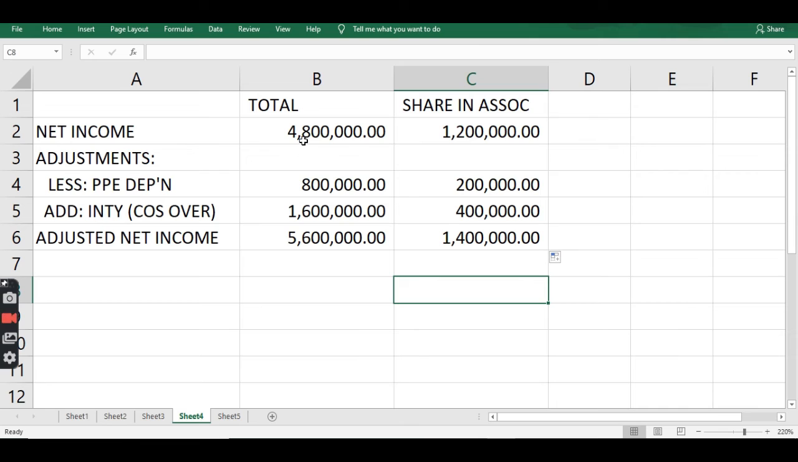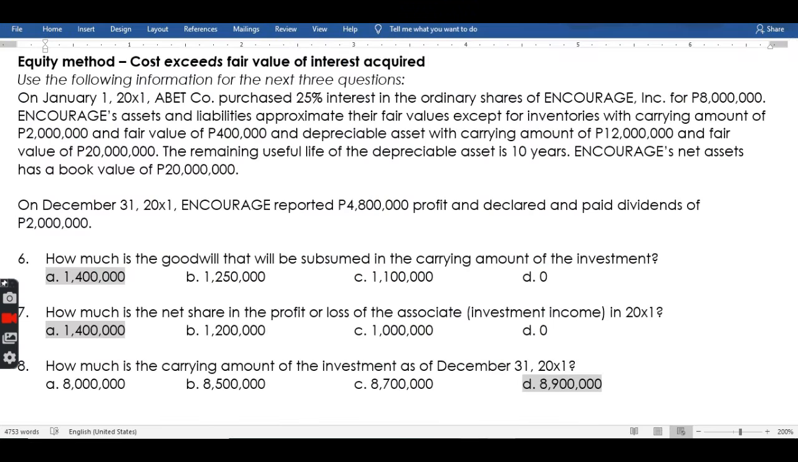Kasi overstated to. So, ulitin ha. Ito, ibawas natin itong under depreciation kasi undervalued ngayong asset. Tapos ito naman yung inventory, dagdag natin kasi sobra na yung cost of sales. Okay? So, add back natin. Magiging ito yung total, ito yung sa atin. Okay, so ang sagot natin sa problem na to, ito yung share natin. Sa income, 1,400,000. Tapos magkano yung carrying amount of the investment?